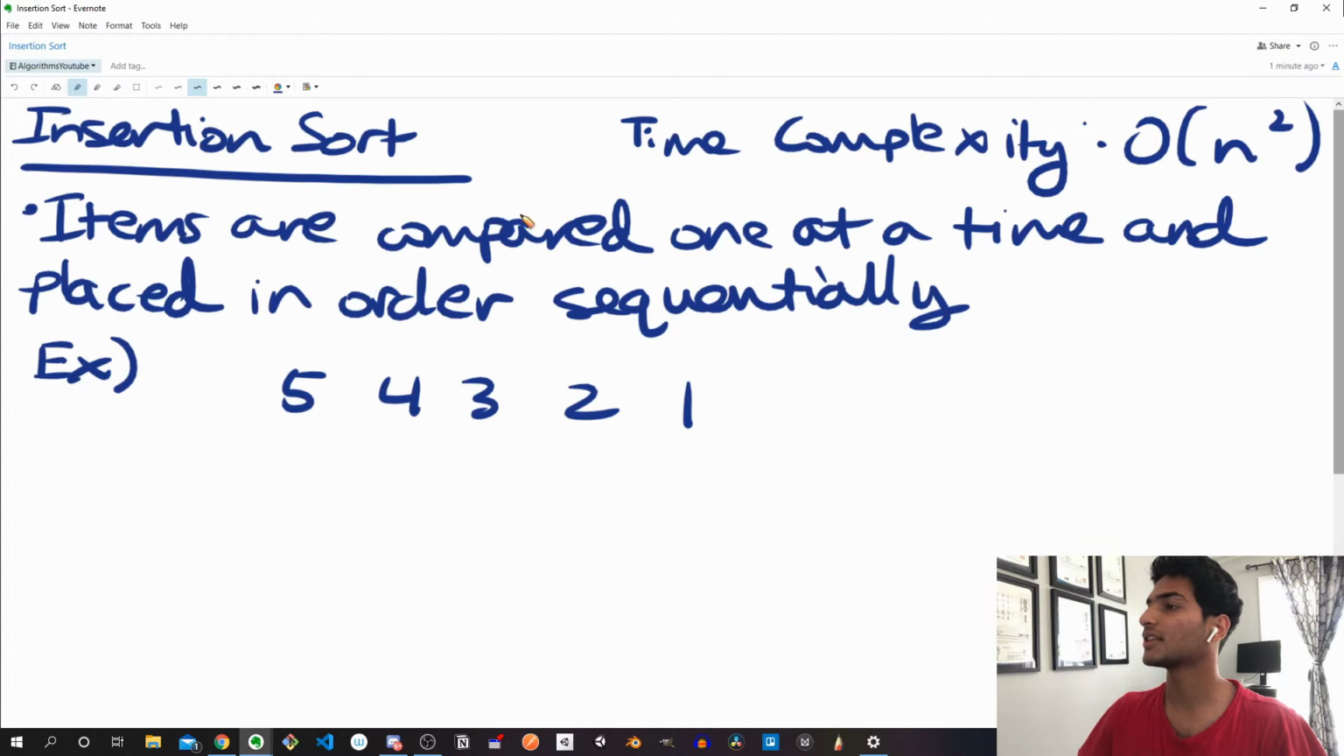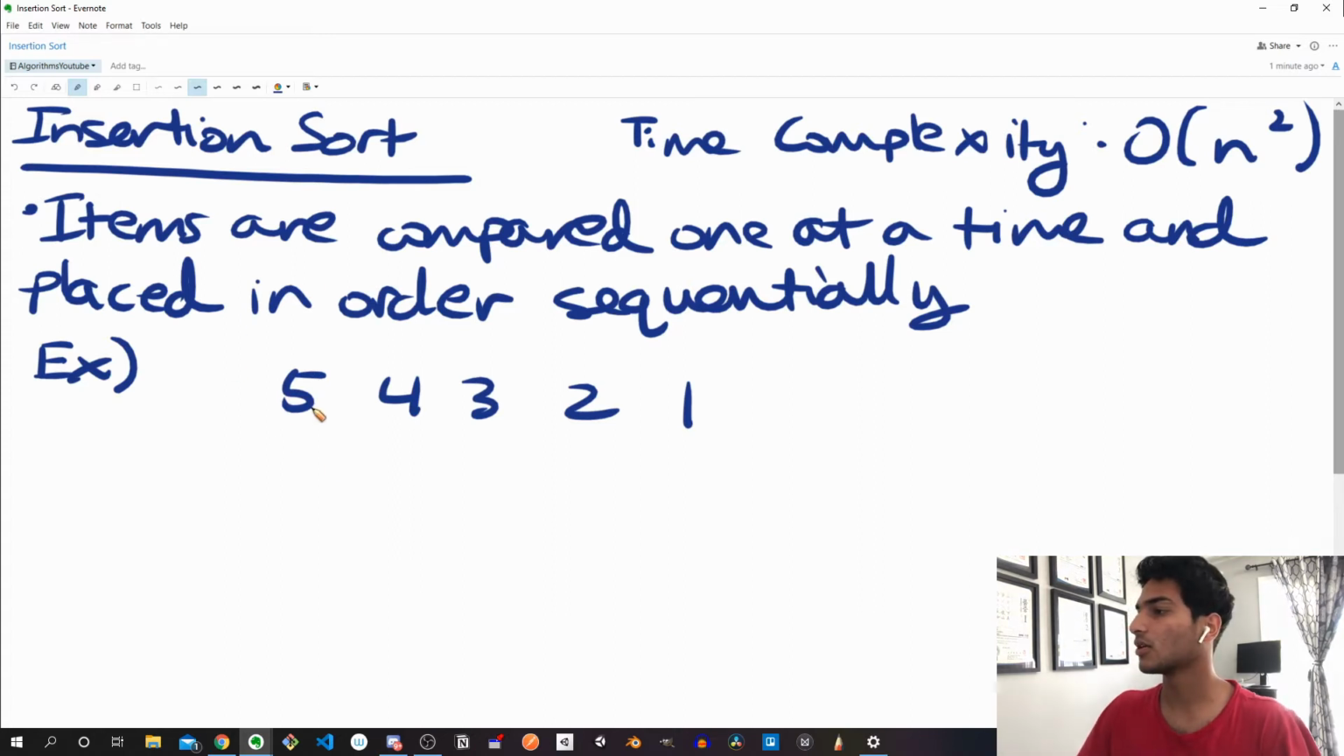So as you can see over here, we're going to talk about insertion sort, and insertion sort is basically a sorting algorithm where items are compared one at a time and placed in order sequentially. If that doesn't make too much sense, basically what that means is that we look at each element, compare it, and move it up the array to make sure that the array is being sorted in real time. That'll make more sense once we go through the example, but that's the gist of what the algorithm does. Its time complexity is O of n squared. As we go through this example, try to think about why the time complexity might be O of n squared, and at the end we'll talk about the actual reasons why it is.